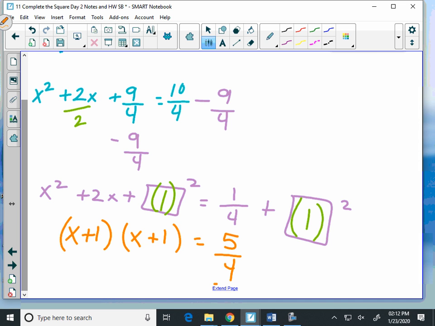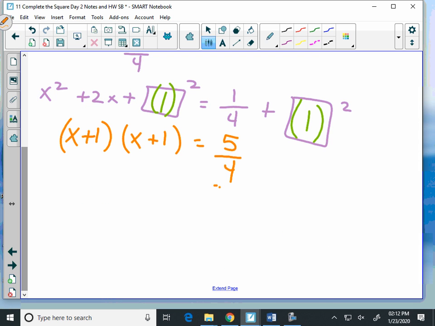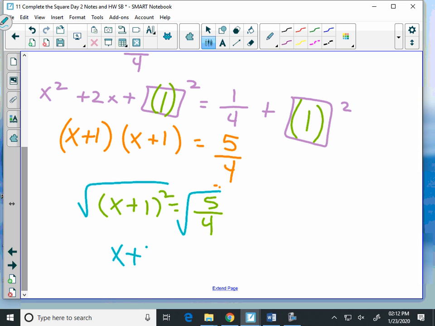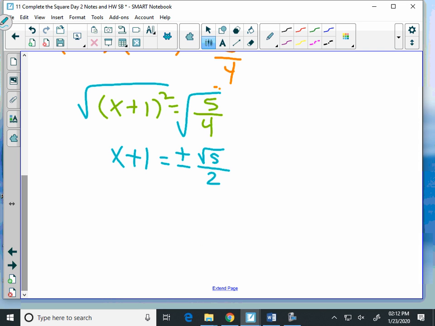Condense this down. How can we rewrite the x plus 1 times x plus 1 equals 5/4? What do we need to do to both sides? Square root. We get x plus 1 equals, we took the square root, so what sign do we need? Plus minus. Do we take the square root of 5? Nope. When it gets its own radical, what's the square root of 4? 2. So it doesn't have a radical. So that's just radical 5 over 2.